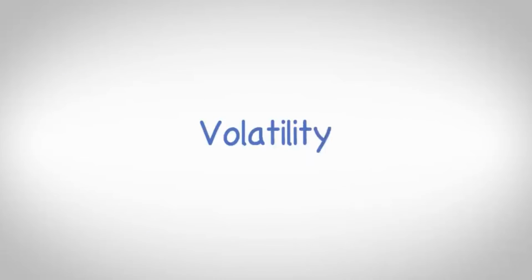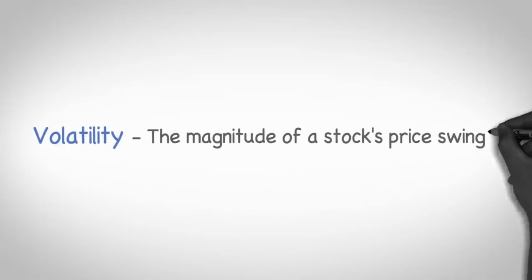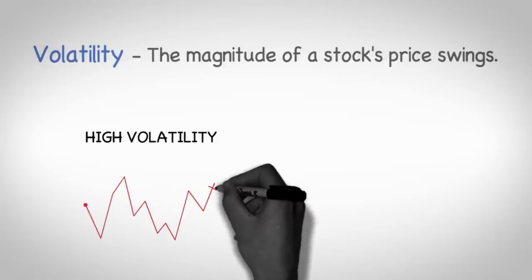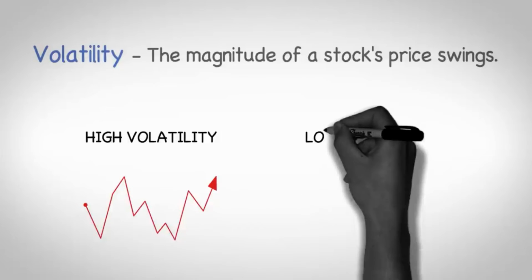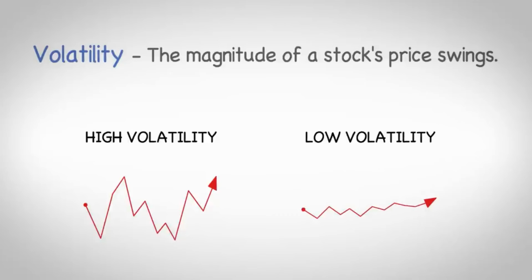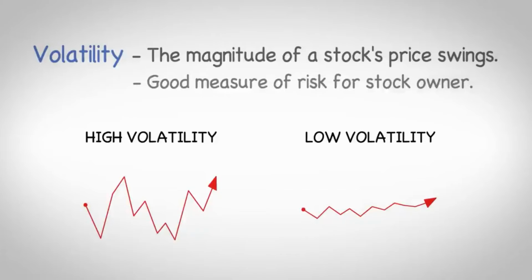So what is volatility? Volatility is simply the magnitude of a stock's price swings. If a stock has high volatility, then that means it has large price swings. And if a stock has low volatility, then that means it has small price swings. Now think about this. If you own a stock as an investment, then that stock's volatility is a good measure of your risk, right? If a stock has high volatility and it makes large price swings, then you are going to be exposed to bigger losses on that stock investment.